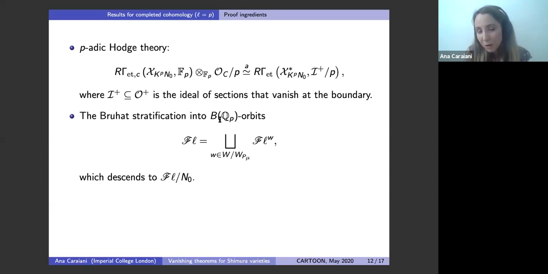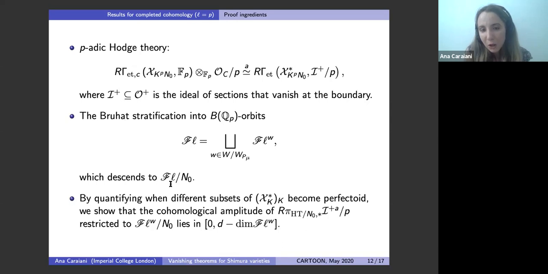So a priori, my Hodge-Tate period morphism exists at full infinite level. But at the very least, as a morphism onto a topological space, it can be descended to this quotient by N0. And this Bruhat stratification will also descend. And then the final ingredient is that you notice that basically each cell, the preimage of that cell under the Hodge-Tate period morphism at this intermediate level N0, sometimes it will be perfectoid and sometimes it will not be, but you can quantify precisely the extent to which it is or isn't perfectoid.